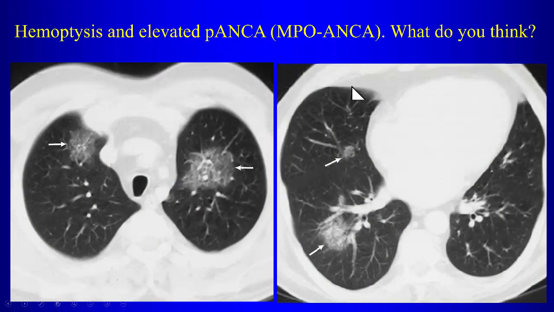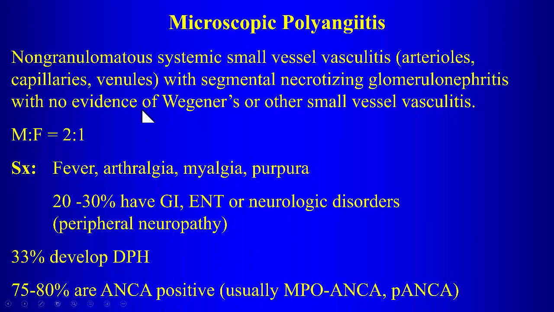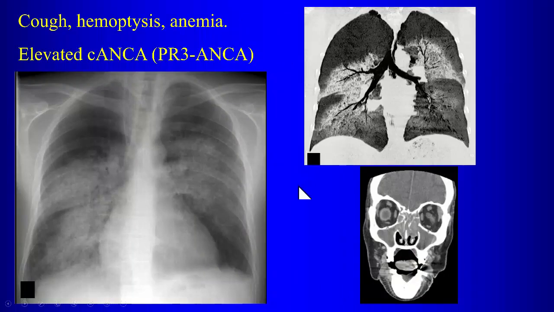Microscopic polyangiitis. This is microscopic polyangiitis, right? So here with microscopic polyangiitis, this is a small vessel vasculitis. They can have fevers, and about a third of these patients can develop diffuse pulmonary hemorrhage. The majority of them are ANCA positive, especially with the P ANCA. This patient has consolidations from pulmonary hemorrhage, sinusitis, elevated C ANCA.